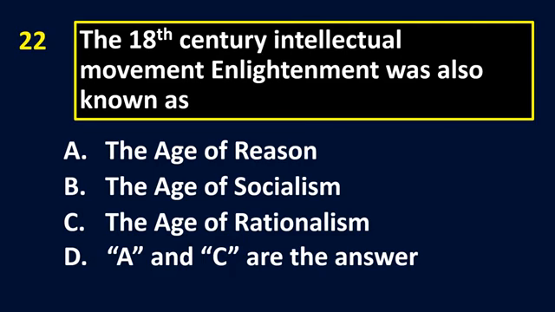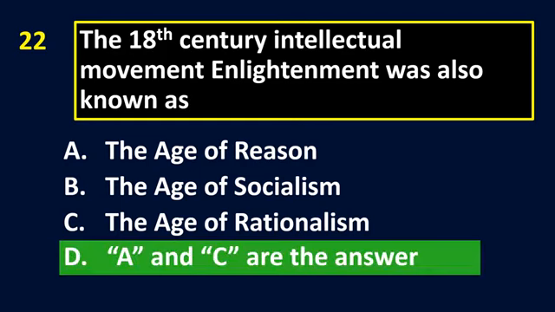22. The 18th century intellectual movement Enlightenment was also known as A. The Age of Reason, B. The Age of Socialism, C. The Age of Rationalism, D. A and C are the answers. The answer is D. A and C are the answers.